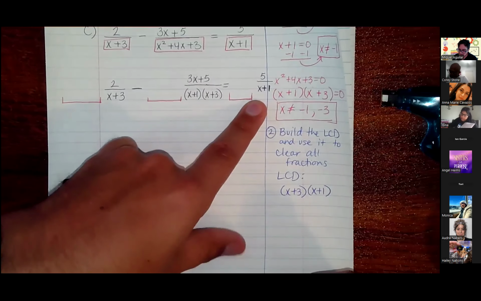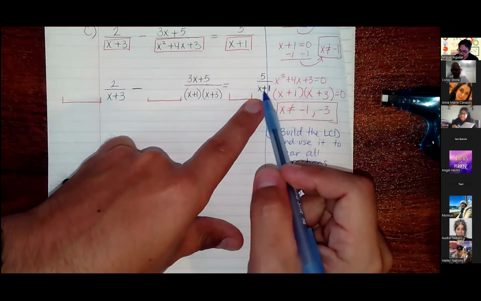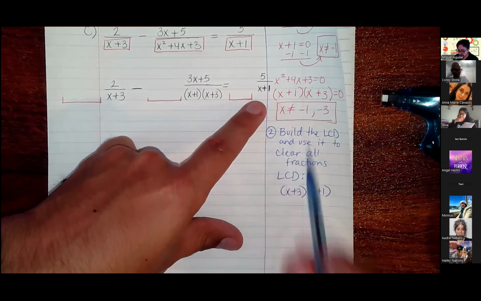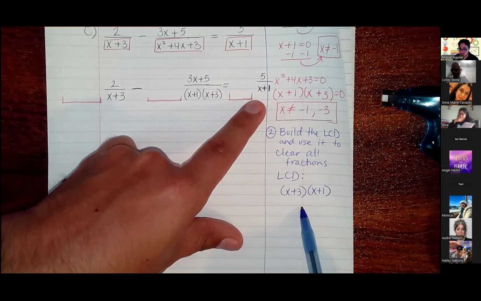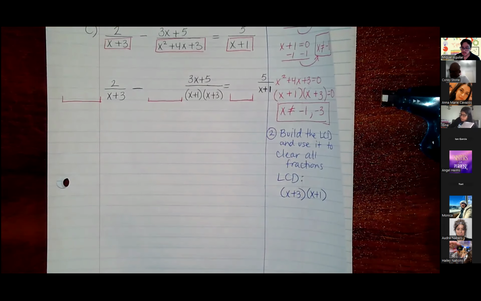Then finally, I'll look at the last term, which is just 5 over x plus 1. And as long as I have an x plus 1 in my LCD, it's going to cancel out that denominator. So do I have to add anything else to my LCD? No. Again, I don't care about the numerators here. So when you leave class today, do not convince yourself that you needed to do anything special with the numerators. We're just concerned about canceling out those denominators.